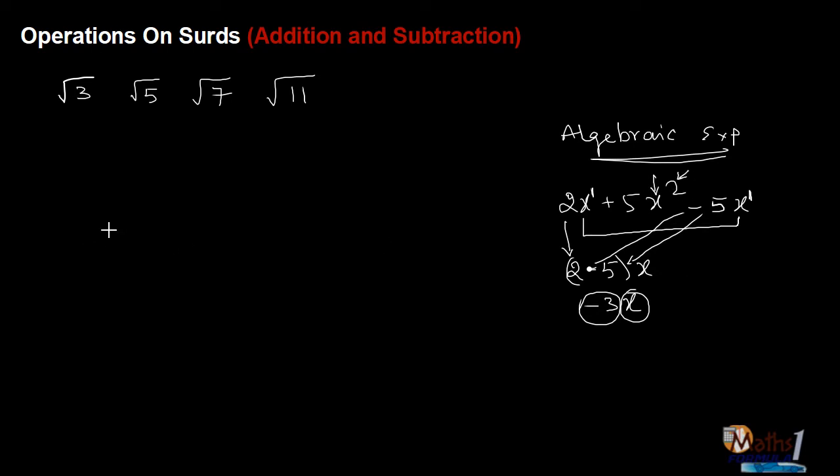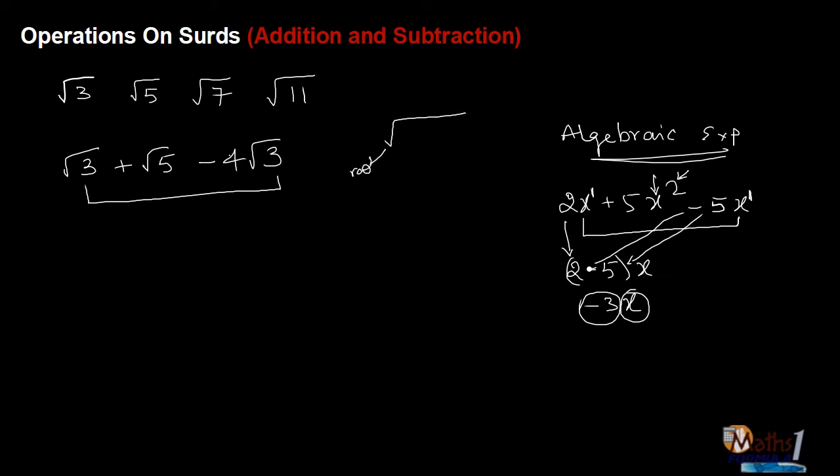Let's come back to operation on surds. If I take root 3 plus root 5 minus 4 root 3, now you have to see the number under the root. You have to remember when I say this is the radical, whatever is under it is the radicand, and here 2, 3, cube root, 4th root, 5th root, these are all the index. So my radical and index should be same, and the number, the radicand, should be same.